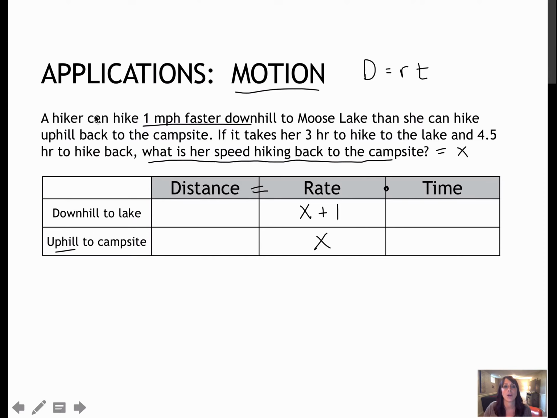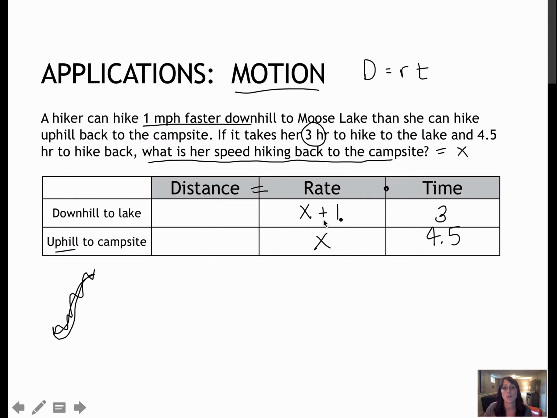What else do I know? I don't know anything about distance so far, but I do know that the time is 3 hours to the lake and 4.5 hours to the campsite. I don't know the distance, but what I do know about distance is that the distance is the same. Of course, if I'm hiking from the bottom of the hill to the top and then from the top down to the bottom, that's the same distance either way.